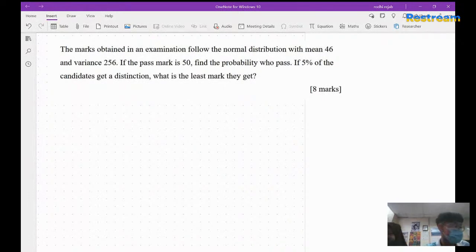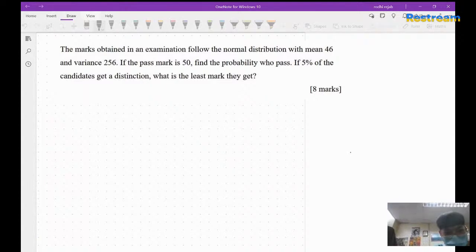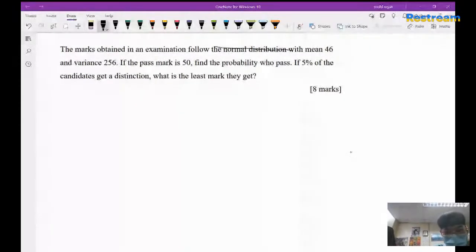Okay, hello guys. So this is a question that can be obtained from the Telegram group. Okay. So for this question, it is basically just a basic normal distribution question, but the hard part is there are two parts to this question.